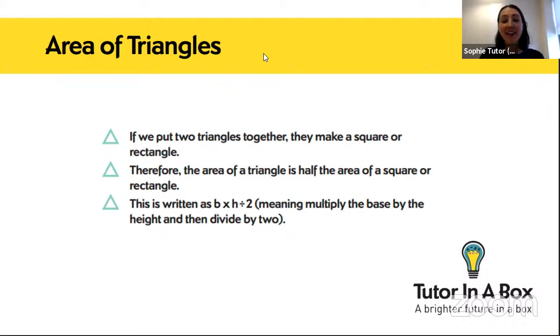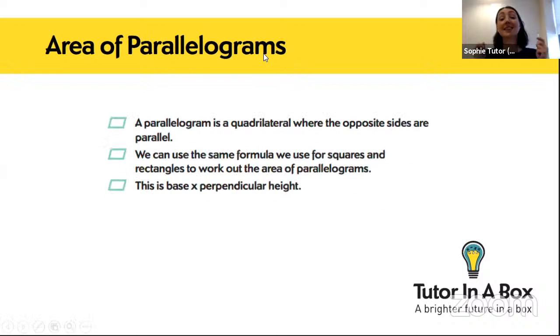And we said to work out the area of parallelograms, that's the same as working out the area of a square or rectangle, because the shape is the same. We can cut out that end bit and pop it back on.